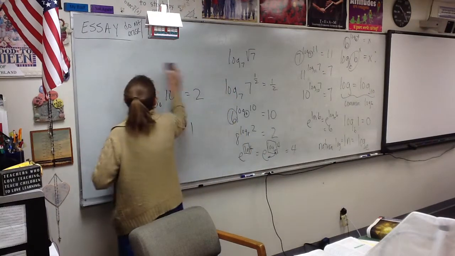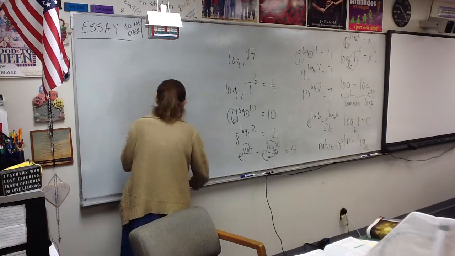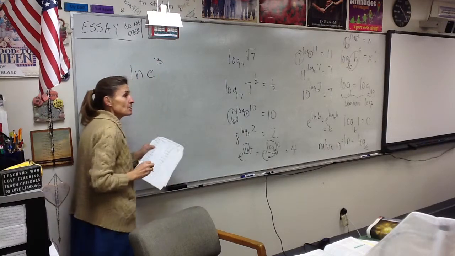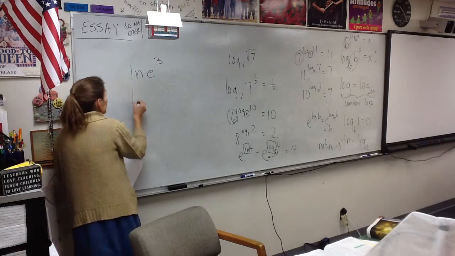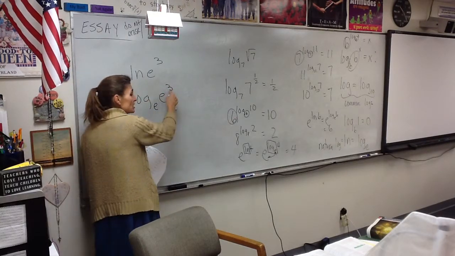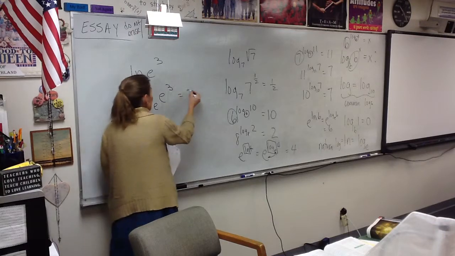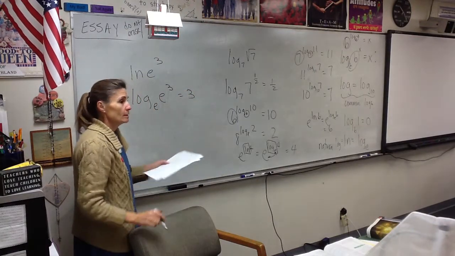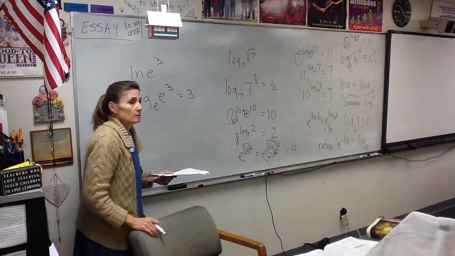Now I'm able to go back and fill in some of the ones I didn't do. Look at number 3. It says ln E cubed. But if that's log base E, what is the log base E of E cubed? 3. That's problem 3, and the answer is 3.